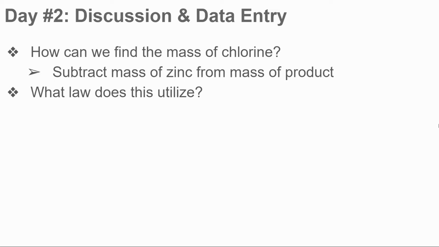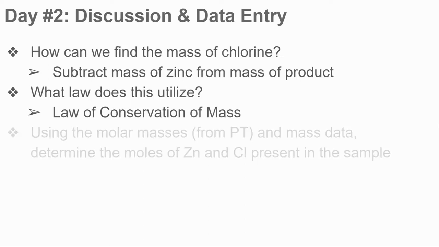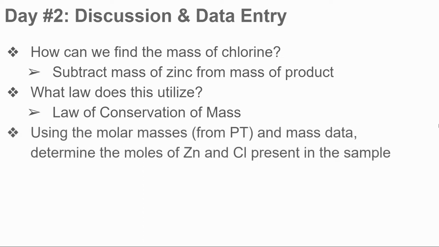Now, this is a law that we didn't really discuss this year, but what this is harnessing is, actually, I take that back. We did talk about this law, the law of conservation of mass. We talked about this back in Unit 1, that the amount of matter does not change. It can just get moved around. Then what we'd want to do is use the molar masses from the periodic table and the mass data that we have to find the moles of zinc and chlorine present in the sample. And this is actually data that you're going to be submitting for other groups to access.